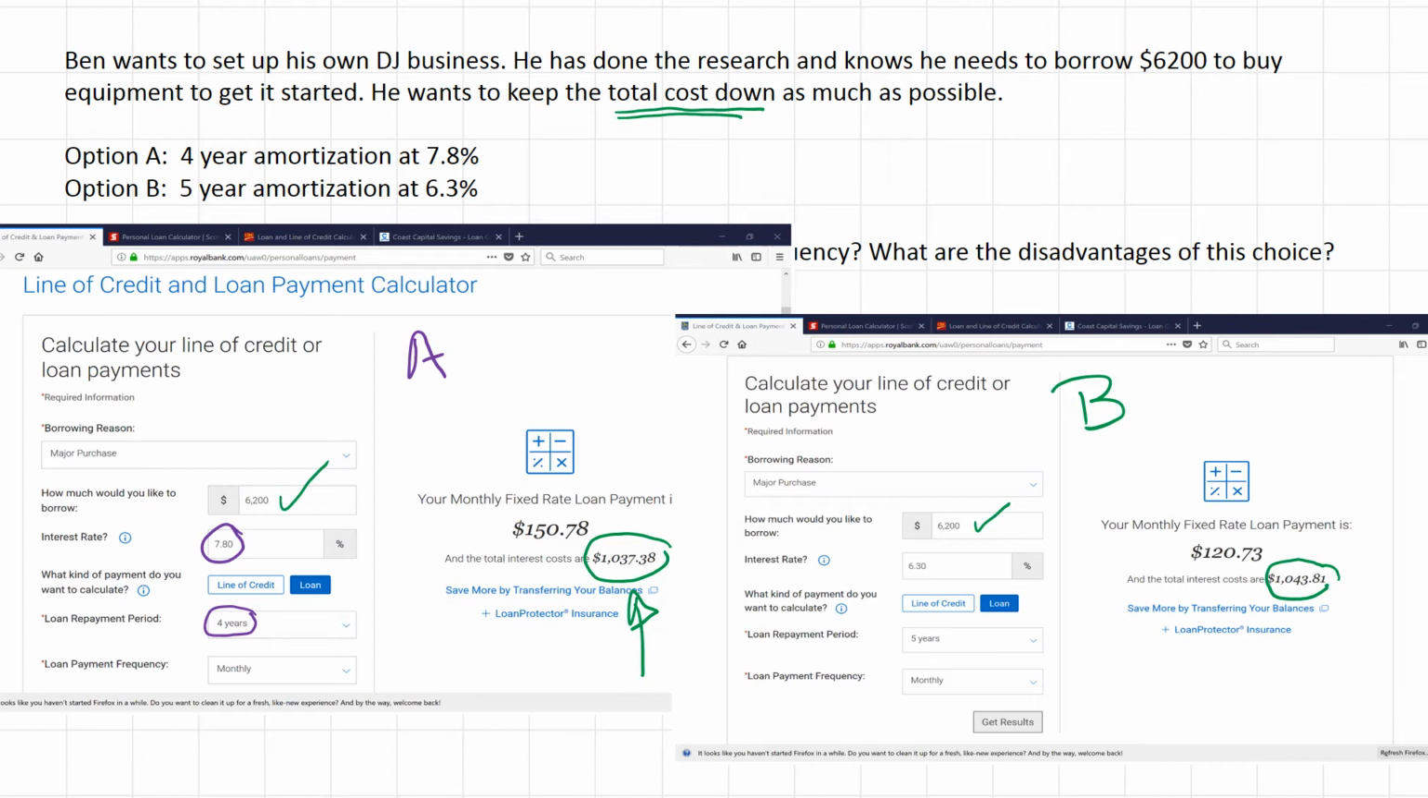$1,037. It's a bit lower, a couple of bucks cheaper. Not much, but a couple of bucks. So A is the choice that he should make. And we're going to talk about payment frequency in a second.